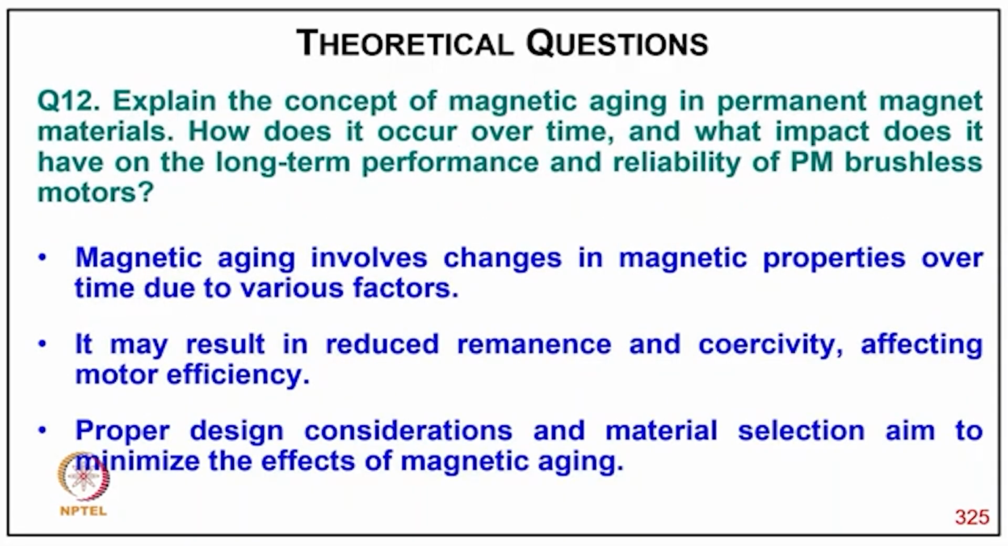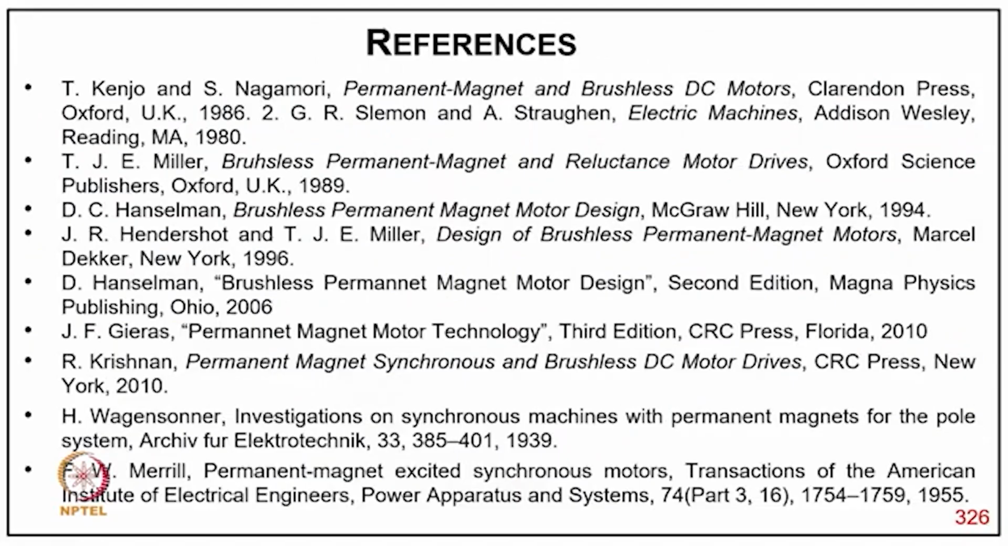Now question 12, explain the concept of magnetic aging in permanent magnet material. How does it occur over time, and what impact does it have on the long term performance and reliability of permanent magnet brushless motors? Magnetic aging involves changes in magnetic properties over time due to various factors, and it may result in reduced remanence and coercivity, affecting motor efficiency. Proper design considerations and material selection aim to minimize the effect of magnetic aging.